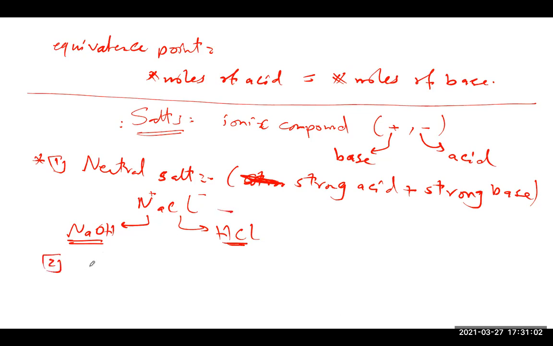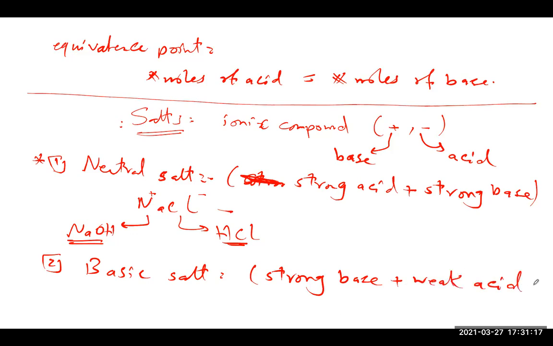The second one will be basic salt. And the basic salt means it comes from a strong base with a weak acid. Okay, so like NaF, this one comes from NaOH, which is a strong base, and this comes from a weak acid like HF.